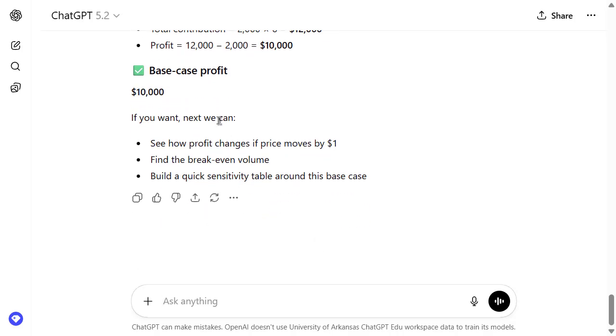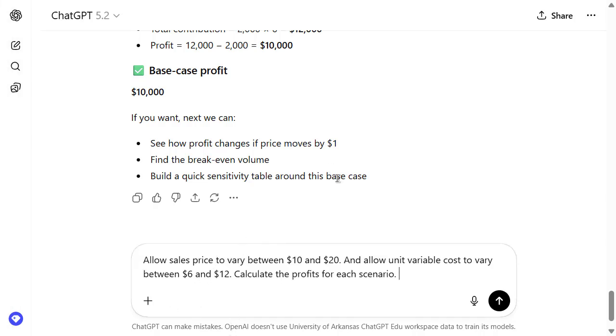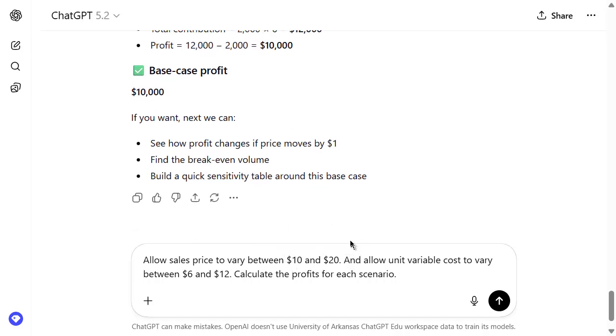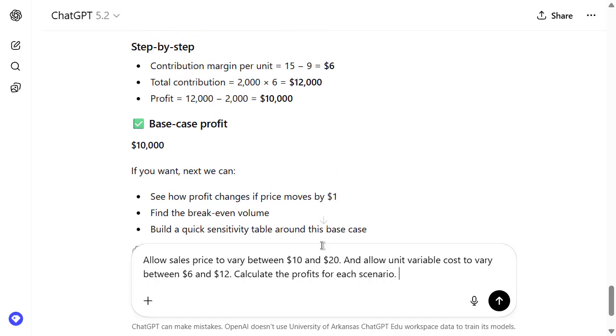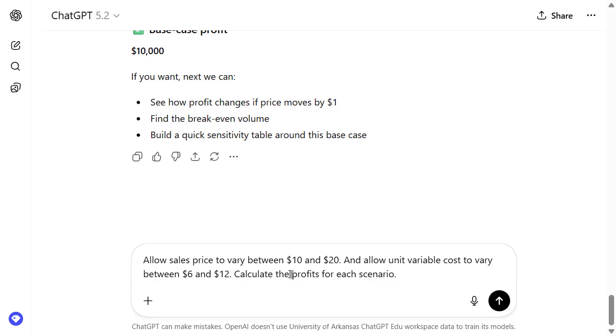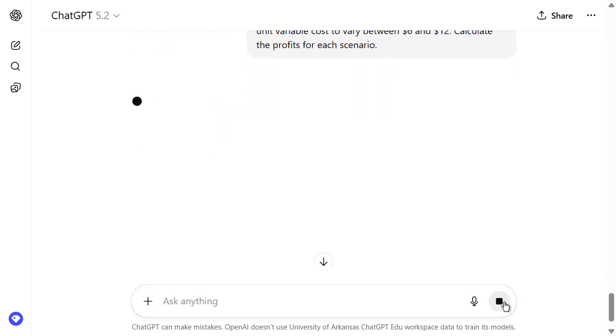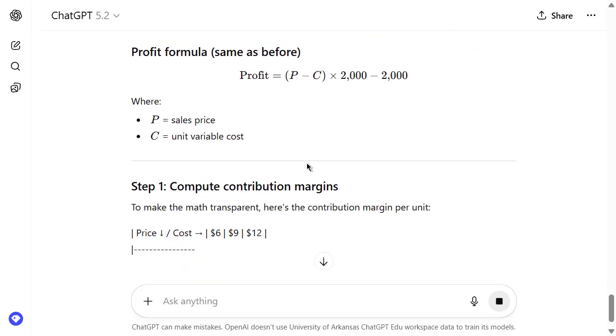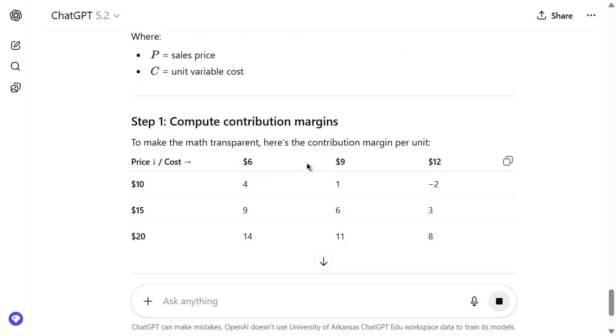And so it says, hey, what would you like to do? How would you like to go forward? What I'm going to do is a two-way sensitivity analysis, varying both the sales price, so instead of our sales price of 15, I'm going to vary that between 10 and 20, and the unit variable cost, whereas before it was 9, we're going to allow that to vary between 6 and 12, and calculate the profits for each scenario. And so we're going to go ahead and do that. It tells us it's a two-way sensitivity analysis, does the profit, and goes and takes a look. And so here's my two-way, right?